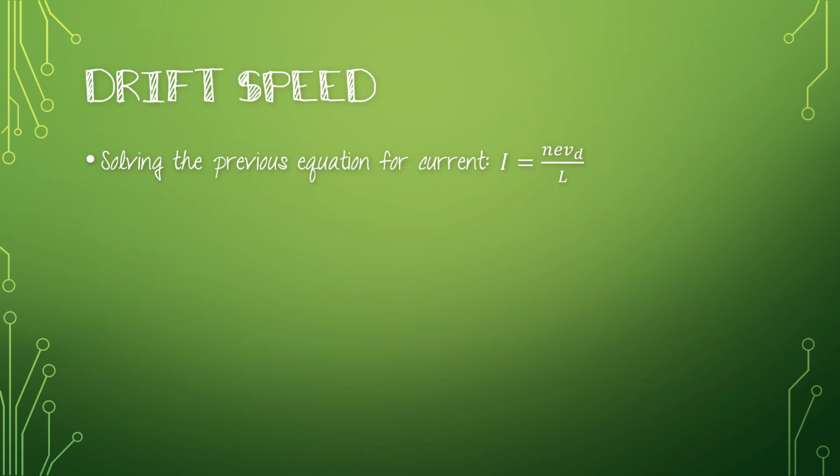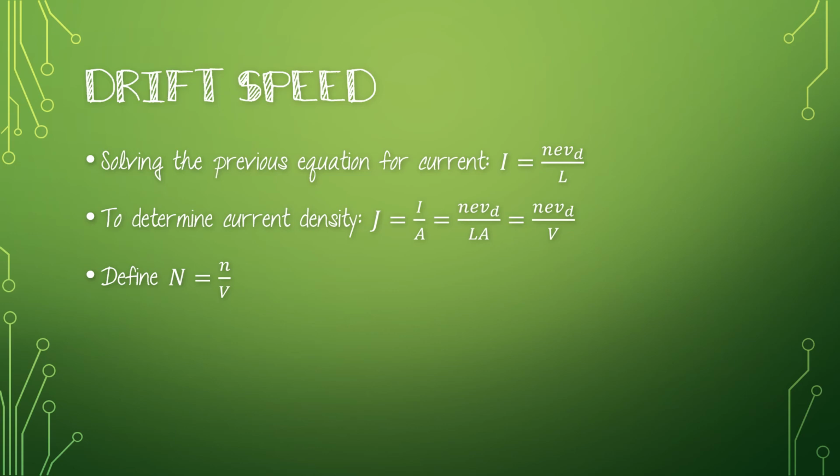If I solve that previous equation for current, I see that it's equal to n, the number of charge carriers, times e, which is a constant, times the drift velocity divided by the length of my wire. Then if I wanted current density, I could take that equation and divide it by the area, but now we have length times cross-sectional area, which just gives us the volume. So you can see that I've written that there.